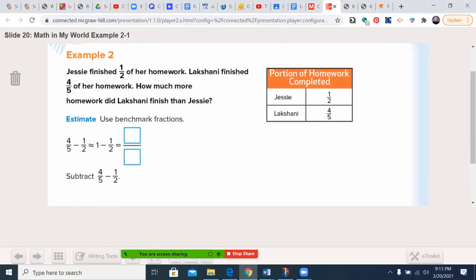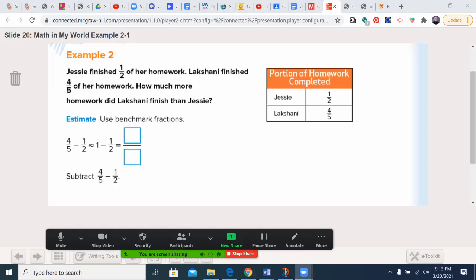The answer. Example niche. We have a table here. Portion of homework completed: Jesse, 1/2; Lakshani, 4/5. Our problem says Jesse finished half of her homework. Lakshani finished 4/5 of her homework. How much more homework did Lakshani finish than Jesse? Usually when I see "how much more," that's always an indicator of subtraction. Just a hint there.